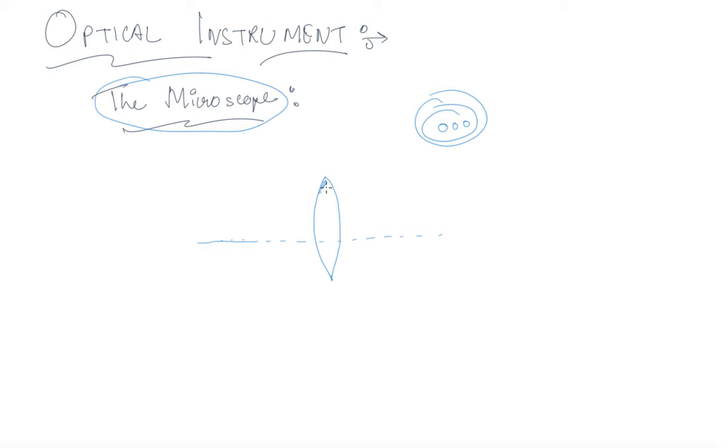This is your lens. Now we bring our eye close to the lens. This is our eye. We bring this close to the lens, and we put the object in the focal length or near the focal length. Say suppose this is your object, which is very small.